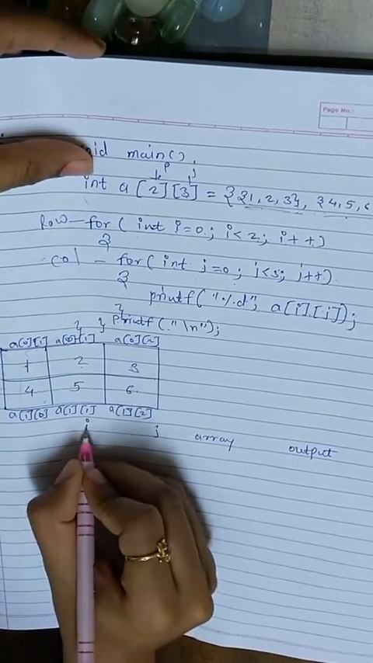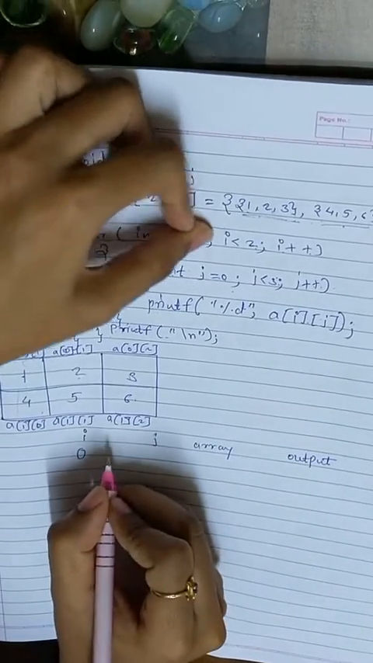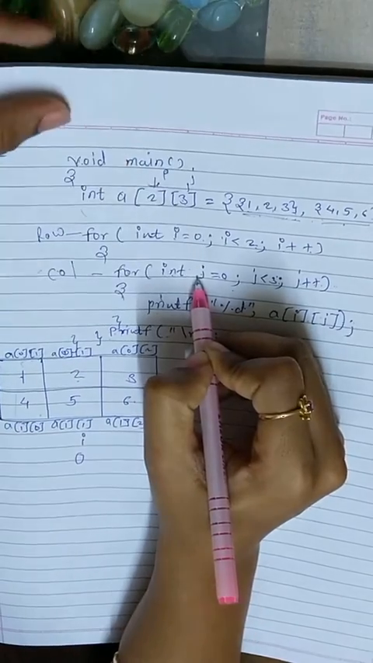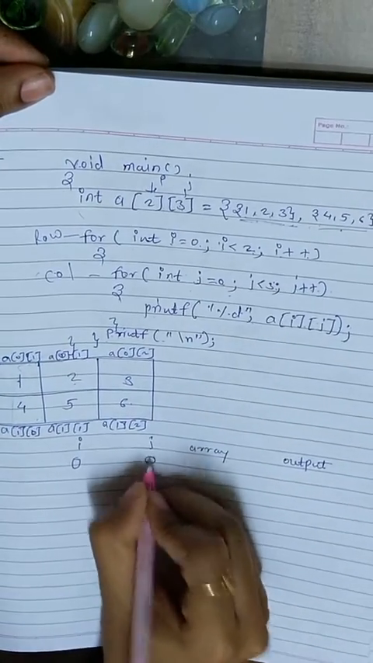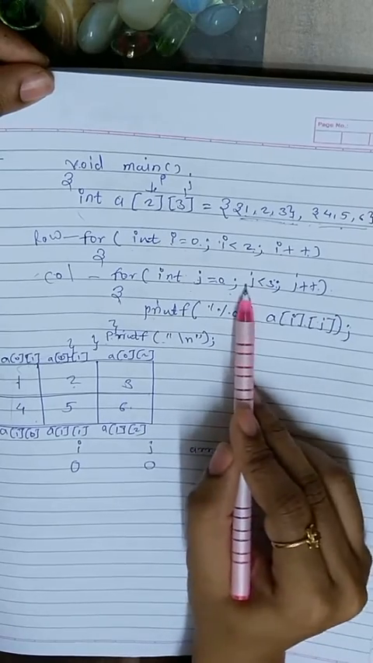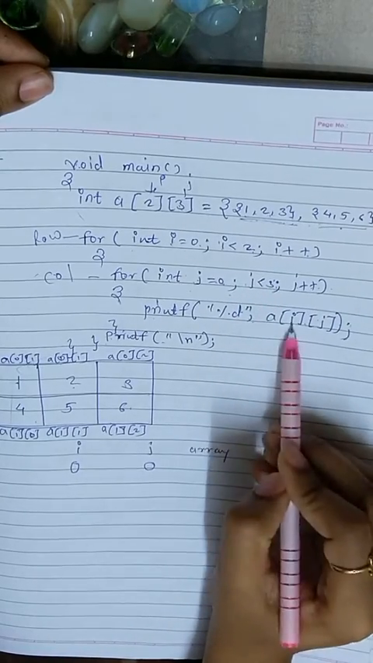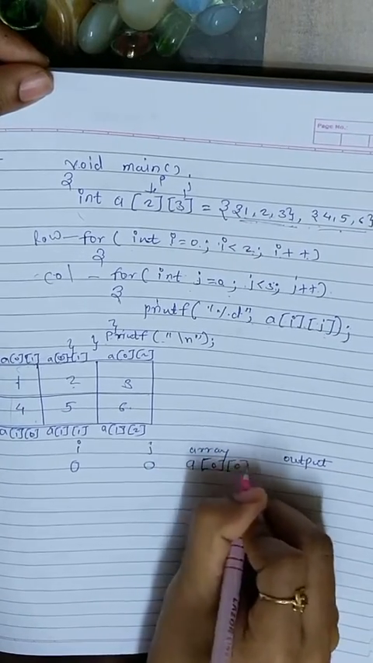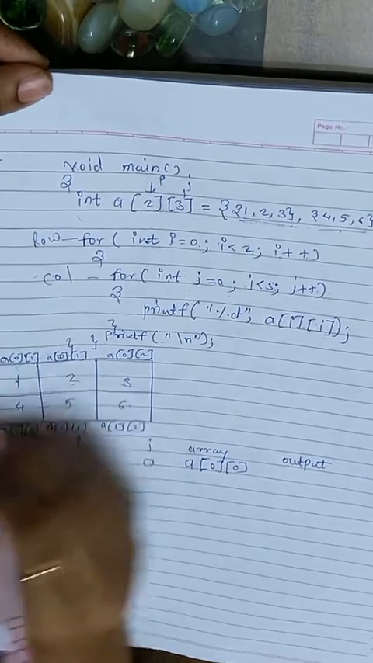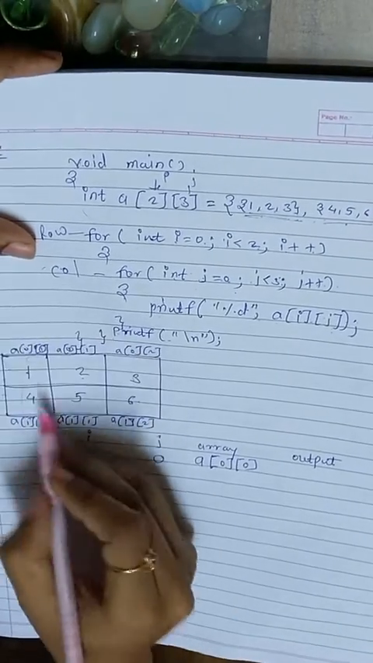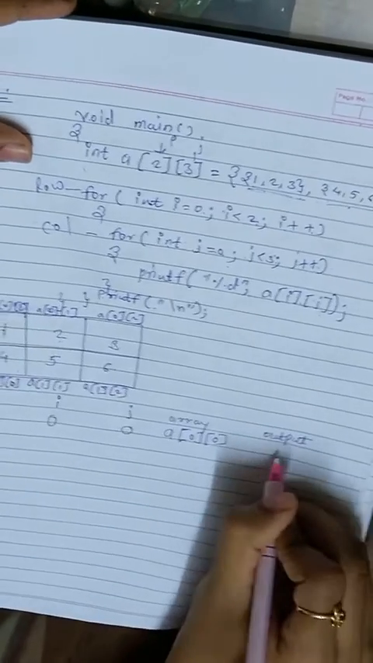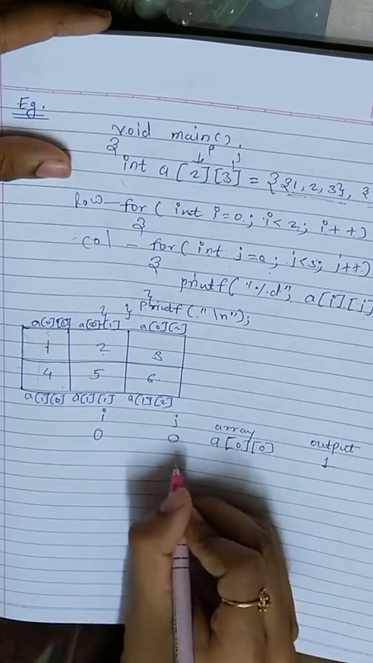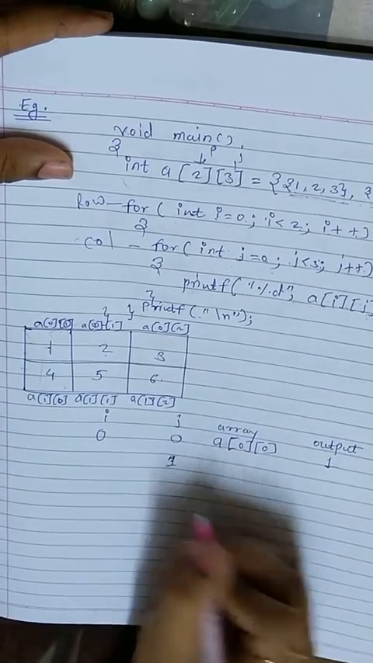Let's solve this example. What is the value of i here? 0. So 0 less than 2. Yes, the condition is true, and it will go inside the inner loop. So j is equal to 0. Now 0 is less than 3, the condition is true, and it will print the array A of i j. So what is A of 0 0? It is 1. So it will print 1. Second, it will increase only j's value, because it's an inner loop. It solves the inner loop first.